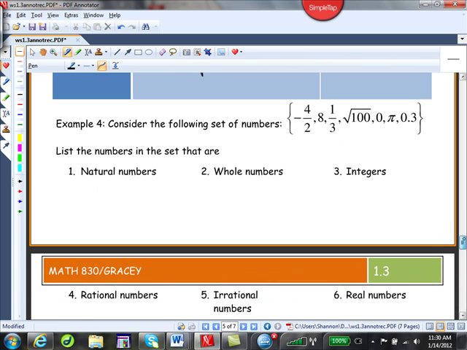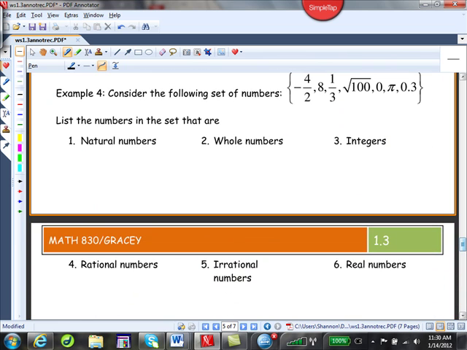Okay, so example 4. Why don't you look at this set of numbers and list the numbers in the set that are, these instructions here. So why don't you go ahead and pause the movie and give this one a try. All right, let's see how you did.